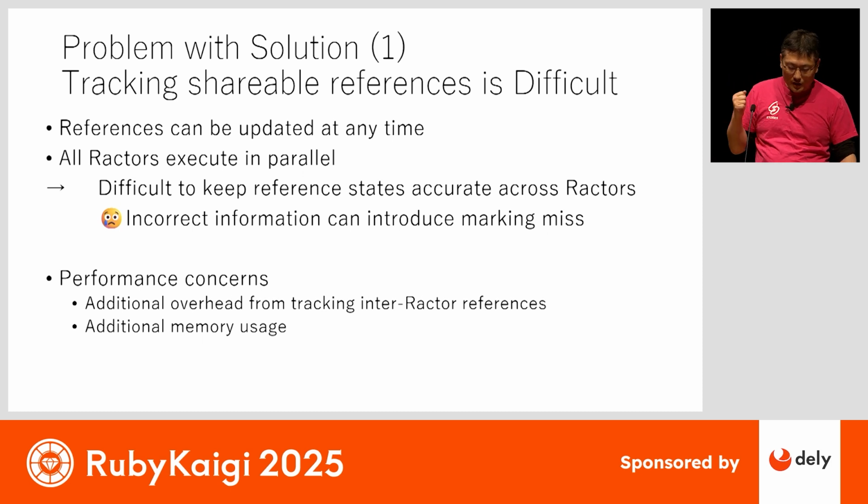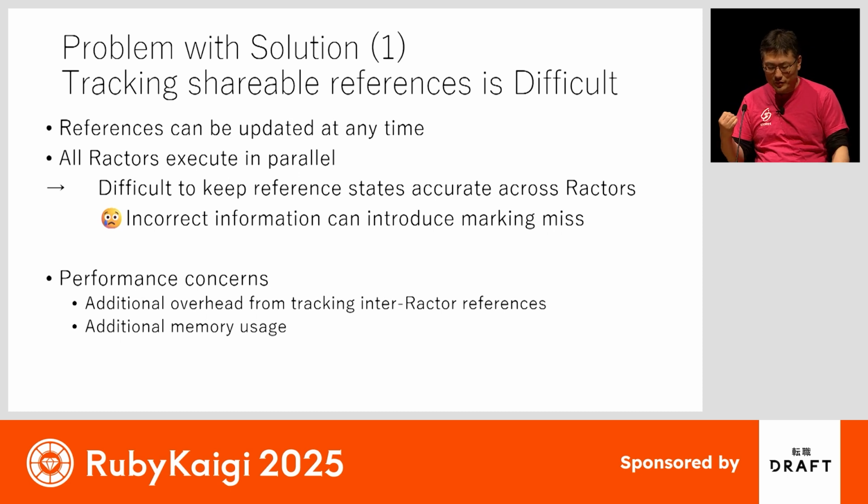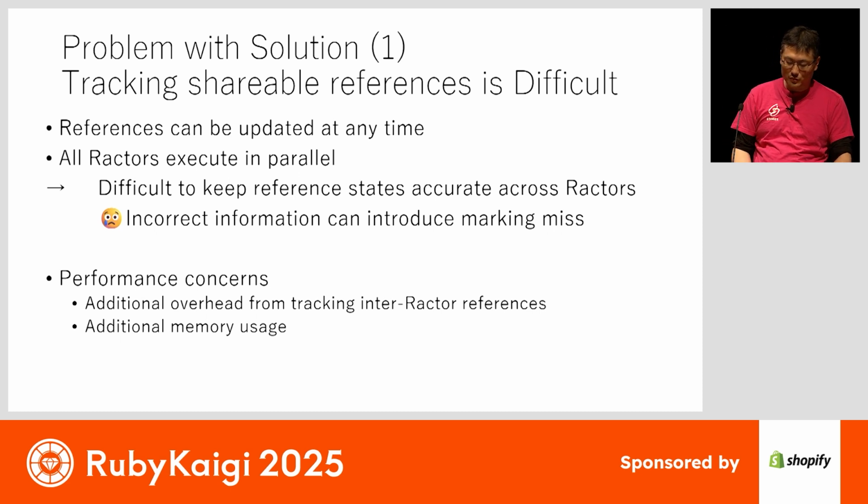In theory, tracking references between Ractors sounds reasonable, but in practice, it's very difficult. References can be updated at any time, and Ractors run in parallel. This makes it hard to keep the reference state accurate across all Ractors. And if the tracking information becomes outdated or incorrect, the garbage collector might miss a reference and accidentally free a live object. Also, from a performance perspective, tracking these inter-Ractor references can introduce speed and memory overheads.